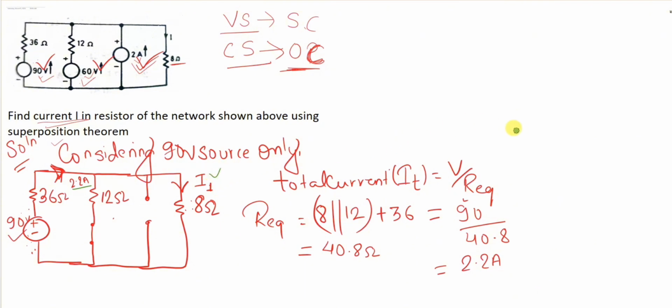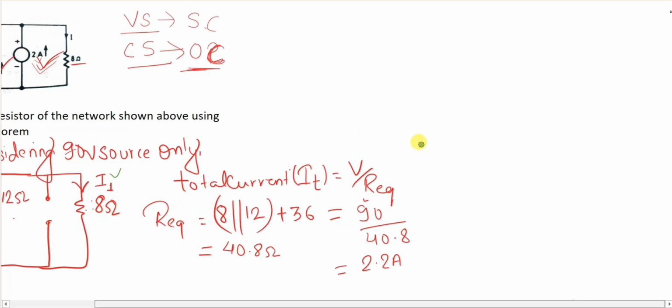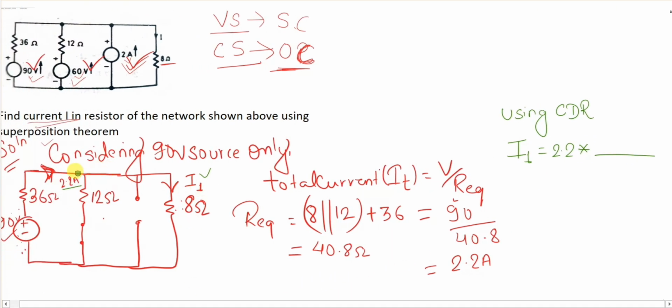So to find the current through the 8 ohm resistor, you will have to use the current divider rule. Okay, using the current divider rule, CDR, we know that the current divider rule states that I1 is equal to the total current, which is now 2.2, into the resistor of the opposite branch. Okay, for now let me see the total current. At this point you have 2.2 current flowing through this. You have to find the current flowing through this.